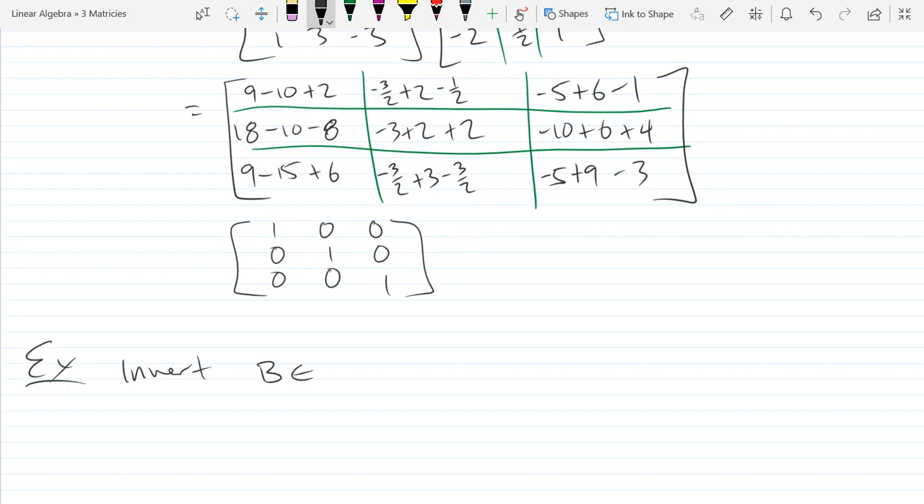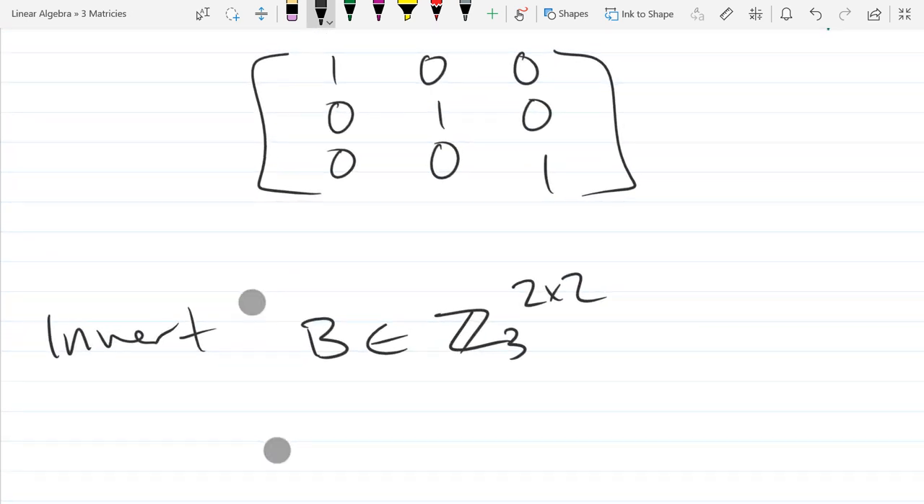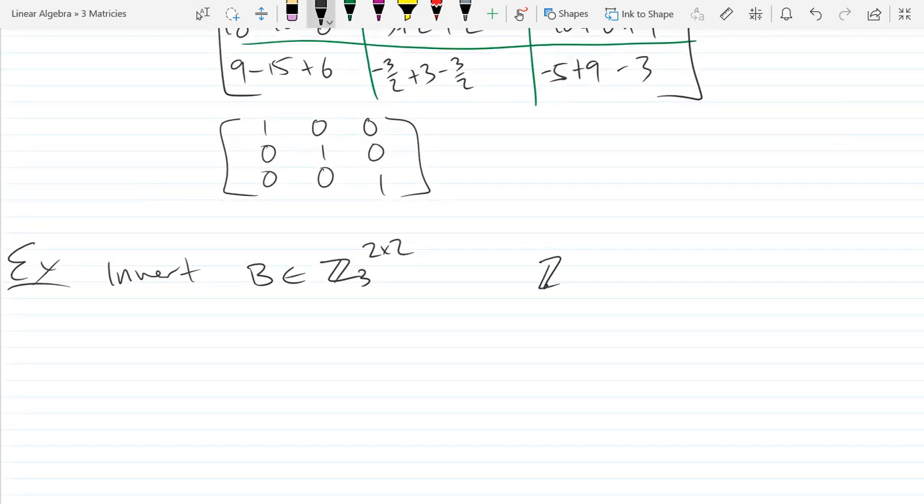But this time, we're going to have our matrix in Z3. So let's get crazy here. And we have a 2x2 matrix. So the way we write that is Z3, that's where all the entries come from, and then the dimensions are 2 by 2. And remember, Z3 has three numbers, 0, 1, and 2, because 3 is 0, 4 is 1, 5 is 2, 6 is 0, etc.